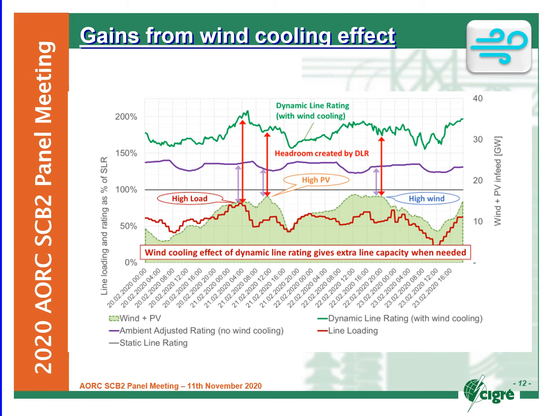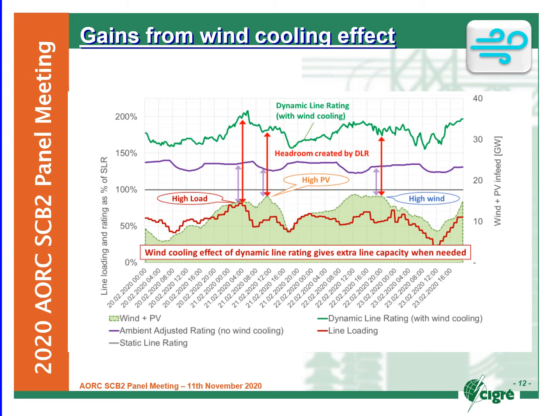Now we shift our attention to the dynamic rating considering wind cooling, the green curve, and the ambient adjusted rating, which does not consider wind cooling, but only air temperature cooling, which is the purple curve. It's intuitive that if there are high winds causing high wind infeed, and this is causing the high line loading, at the same time, the same winds should cool the power lines and create extra capacity. And essentially that's what you see here, but a little bit more.